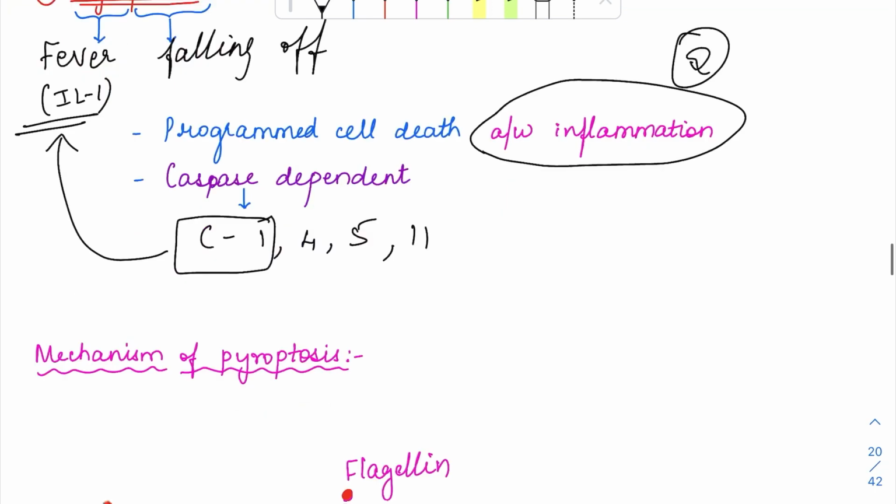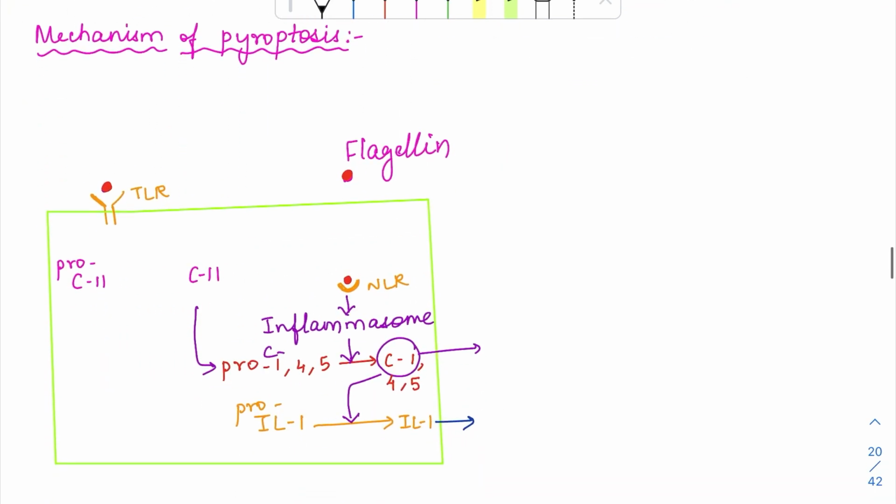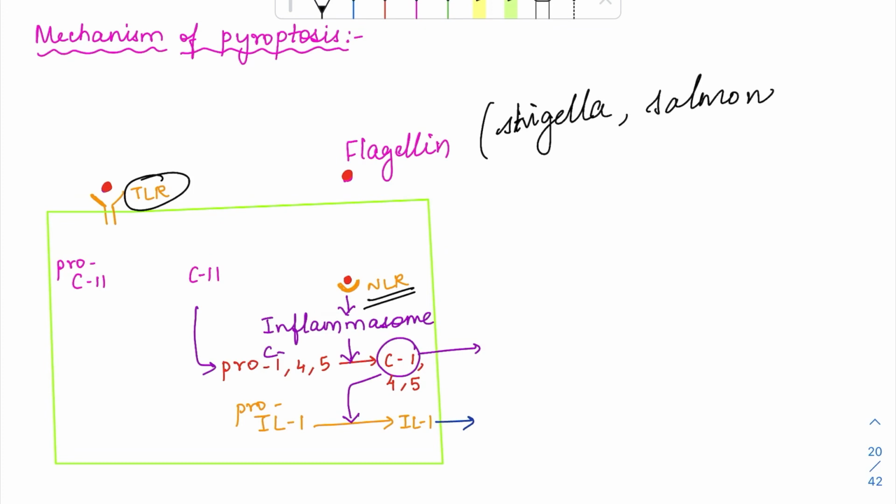So let's see the mechanism of pyroptosis. There are generally pattern recognition receptors, and these are of many types. There is the toll-like receptor. TLRs are toll-like receptors, present on the cell membrane usually. Other than that, we have nod-like receptors, NLRs, which are present in the cytoplasm. These toll-like receptors and nod-like receptors bind to bacterial proteins like flagellin. These bacterial proteins are present on various bacteria like Shigella and Salmonella. So these flagellin proteins come and bind to the toll-like receptors and nod-like receptors.